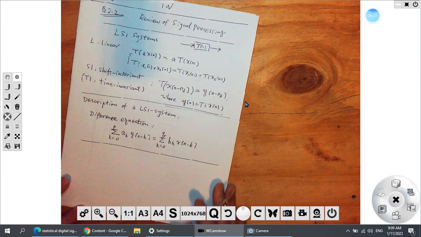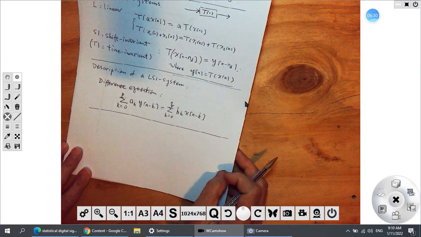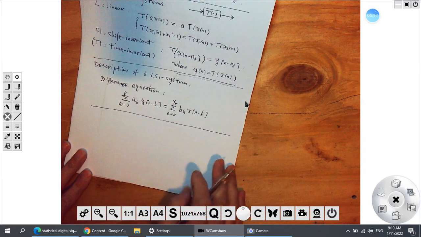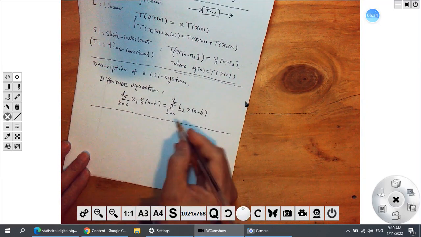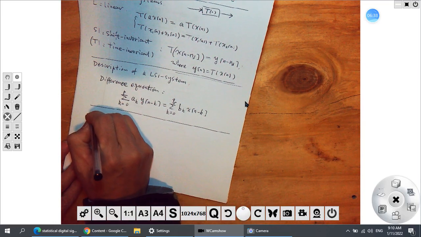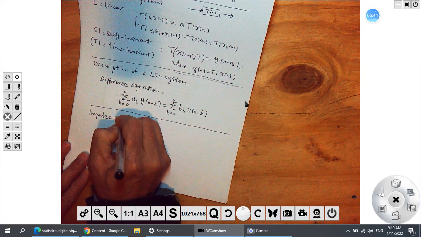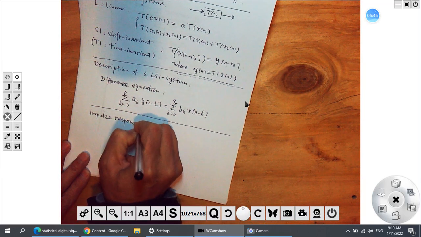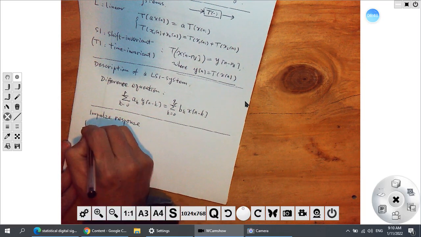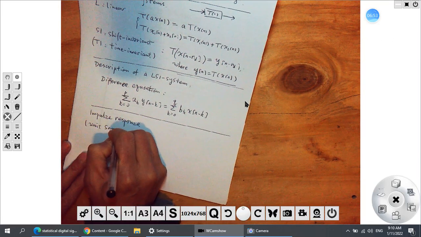Then we can have some other ways to describe the system, which make it simple to work with. The first one is the impulse response. People also call it the unit sample response.